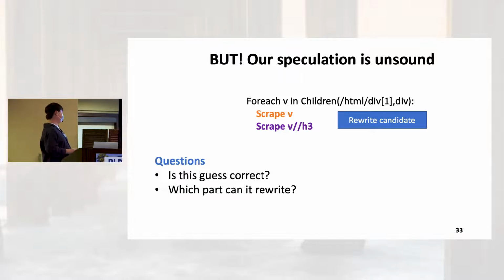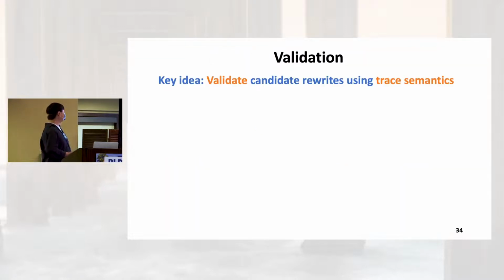There are two questions. Is this guess correct? And which part can it rewrite? So we need another process, which is called validation. In validation, our key idea is to validate candidate rewrites using the trace semantics we designed.